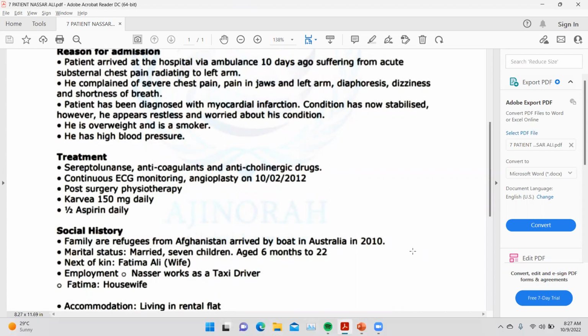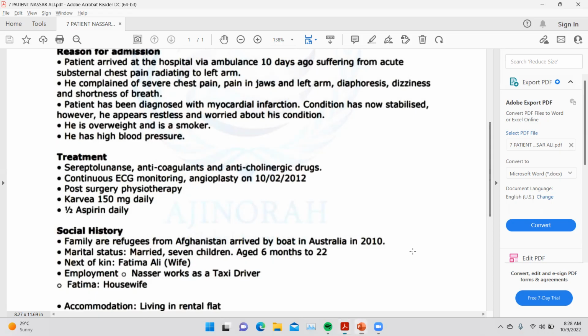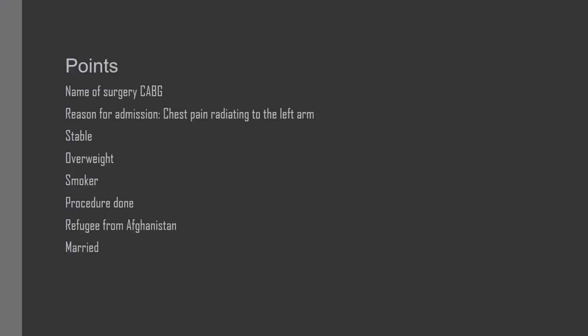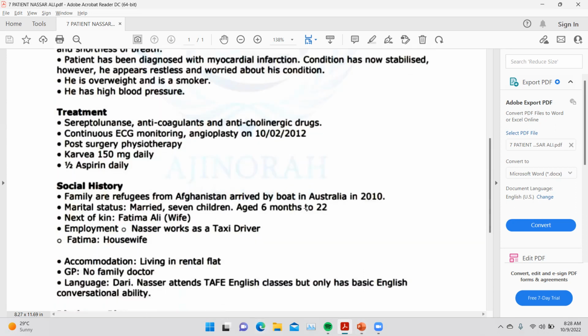Okay. The next, marital status: married, 7 children, aged 6 months to 22. Married, that is needed for us. He's married. Okay. Next of kin, Fatima Ali. That is a semi-relevant point. If you want to include that, it's fine; otherwise, leave it, no problem. Employment: he works as a taxi driver. That's needed because we do have to know his job. Okay, he is a taxi driver and his wife is a housewife.